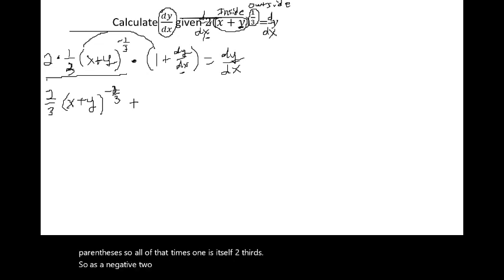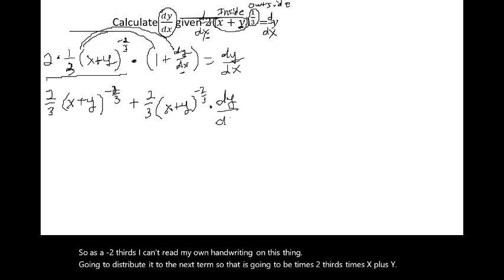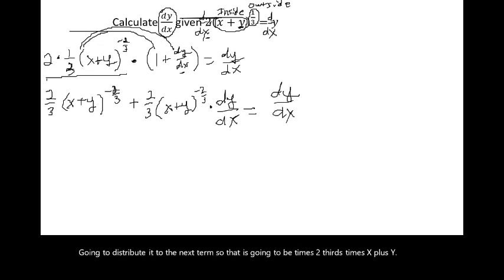Then we're going to add to it. We distribute it to the next term, so that is going to be times 2/3 times (x plus y) to the negative 2/3 times dy/dx. Don't forget there is an equal sign here, so equals dy/dx.